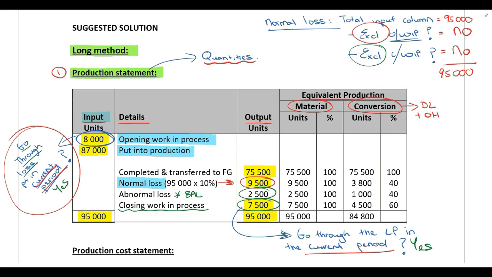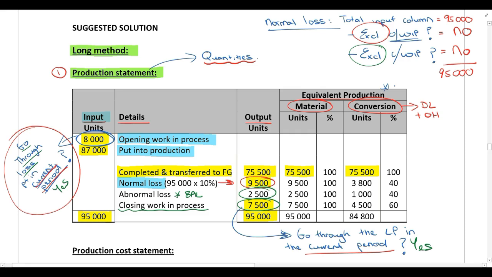Now what we need to do is complete these last two columns over here: my equivalent production for material and for conversion costs. First, with the units that are completed and transferred to finished goods, you can learn this as a rule. This will always be 100% and 100% in each column.